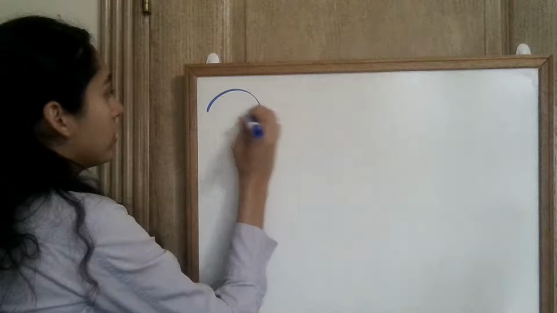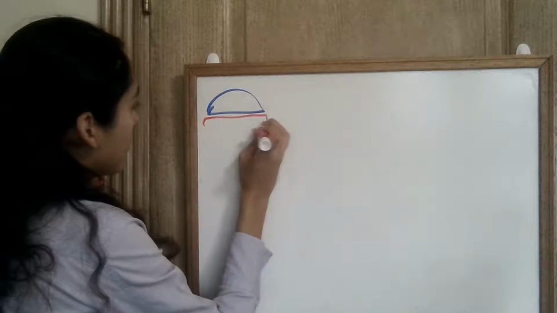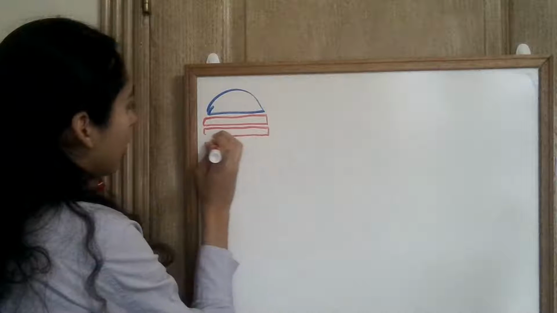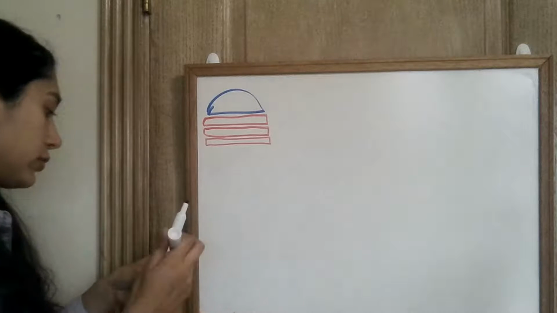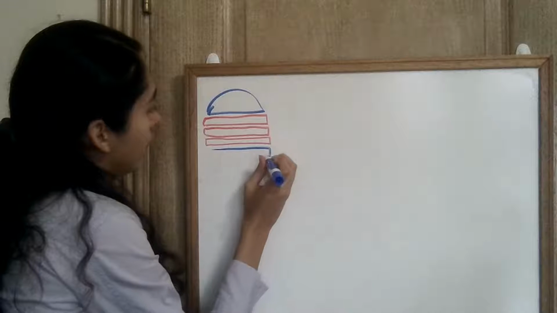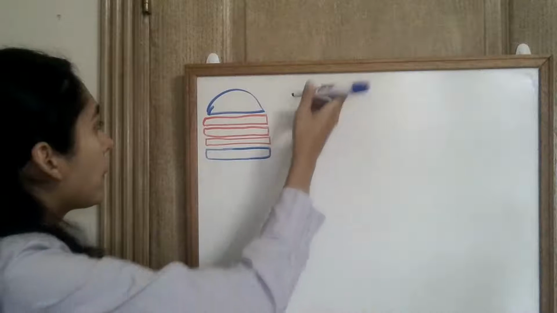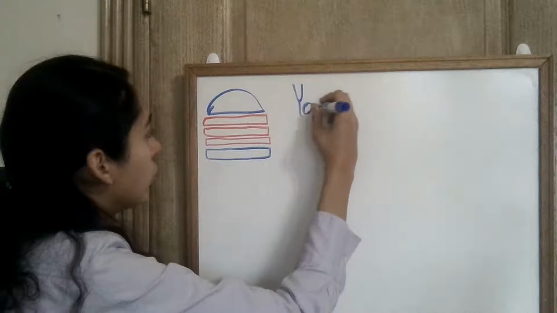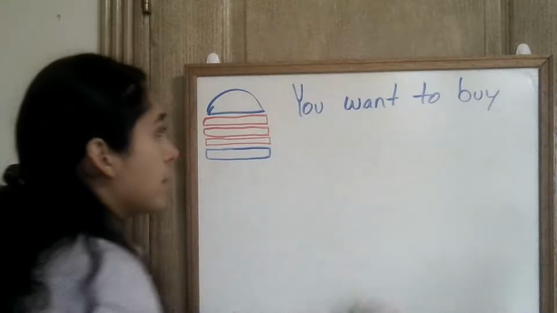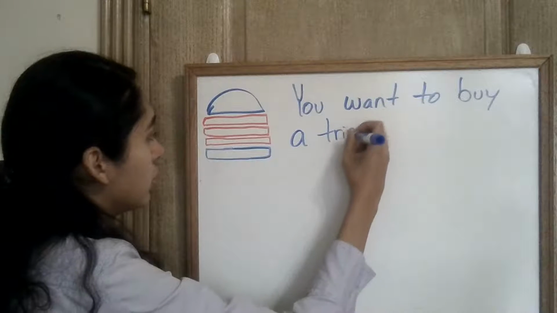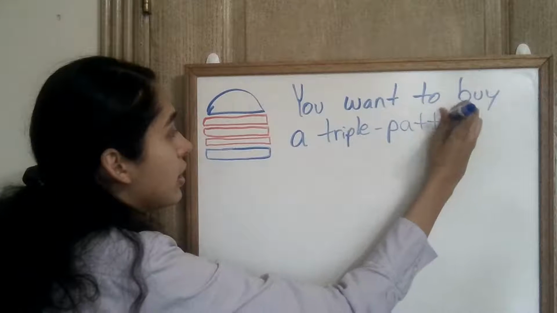Let's say we have a burger. And this is a triple patty burger. So let's say you're really hungry and you want 3 pieces of meat, or if you're vegan, black bean burger. So let's say you're really hungry and you want to order, so you want to buy a triple patty burger, and by patty I just mean the little meat-sized disc.